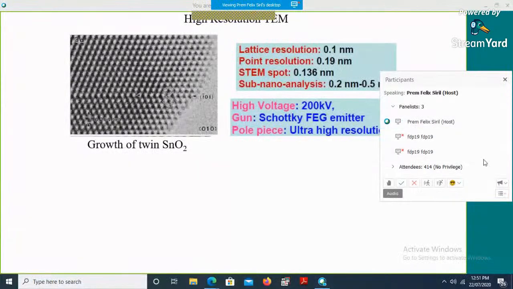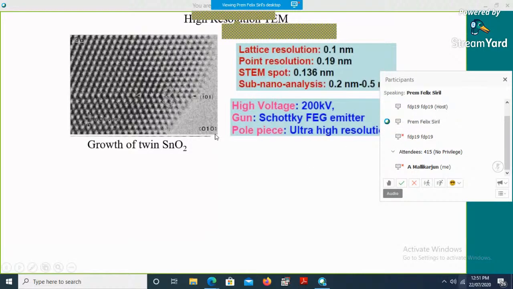Okay. So using TEM, we can study the lattice structure, and not only the lattice structure, but what kind of crystal structure is present. You see the 101 plane, the 010 plane, and then if there is a vacancy or a defect in the lattice, all these things can be studied by using high resolution TEM.